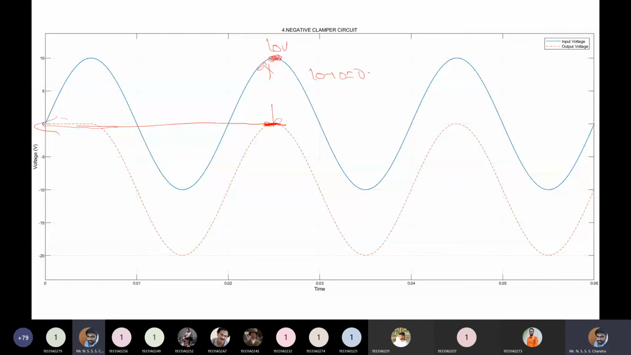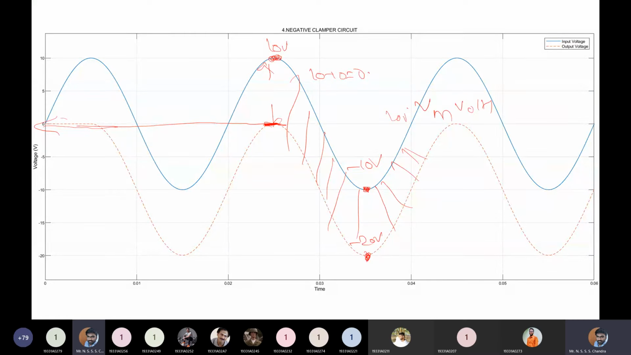Similarly, what's the negative peak of your input voltage? Negative peak is minus 10 volts. If you again reduce by 10 volts, it will become minus 20. So for every instant, you are reducing the voltage by Vm volts, that is here 10 volts. This is for the ideal diode condition.